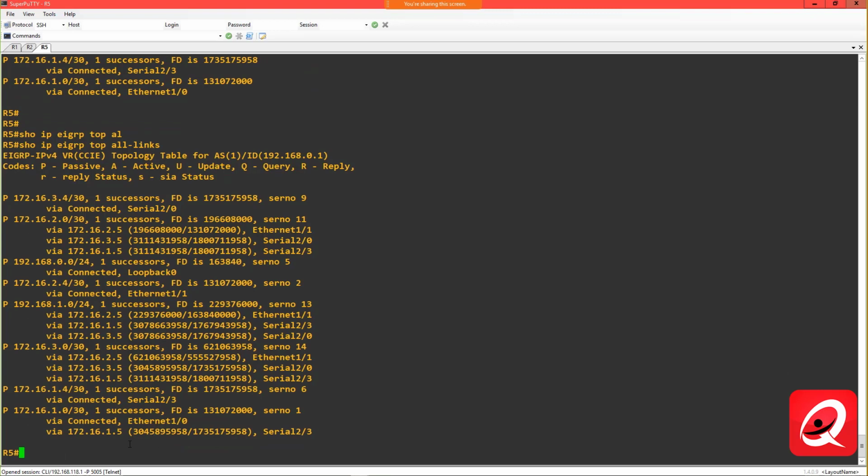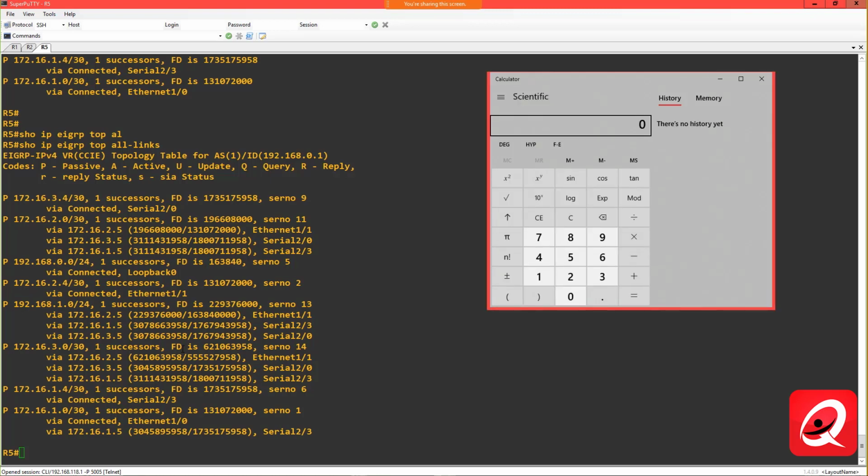Now, EIGRP has the ability to load balance across multiple paths. And we talked about this in our classic configuration way back in lesson number 1 for EIGRP. What we would do is apply a variance command to identify that those paths are considered equal. So clearly the metrics here are significantly different. 229376000 is a lot lower than 30786633958.